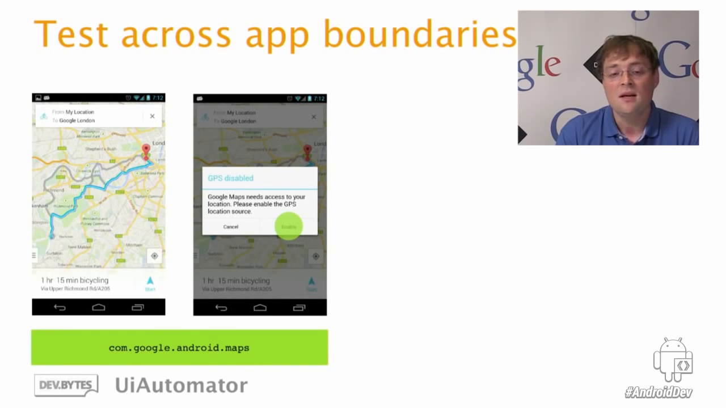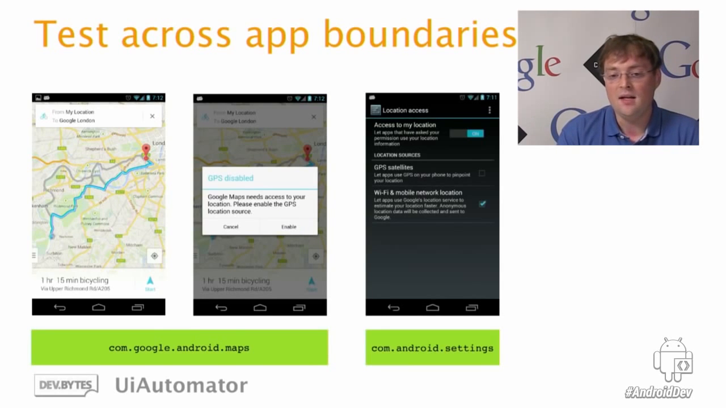The problem is that the instrumentation framework is limited to tests within its target package only. With UiAutomation, this restriction no longer holds. And now we can test the complete user flow. Go to the settings screen, enable the GPS by checking the box and press the back button.